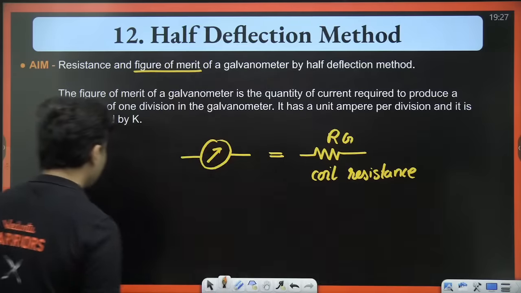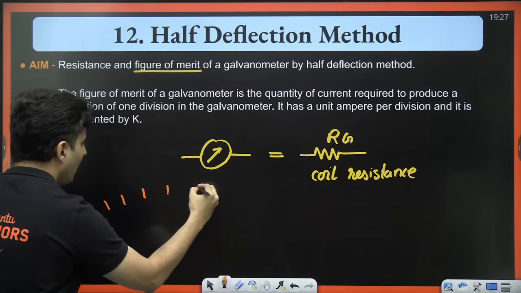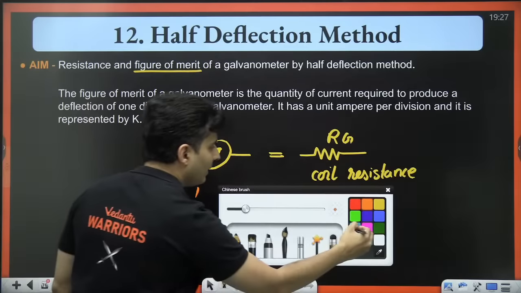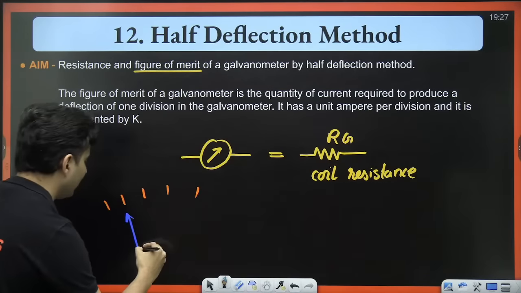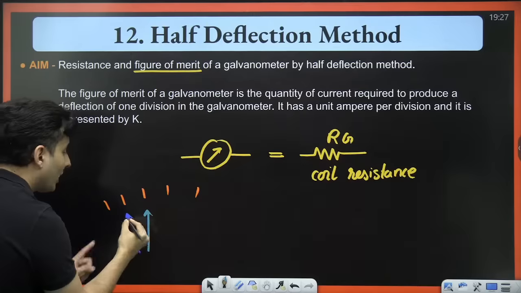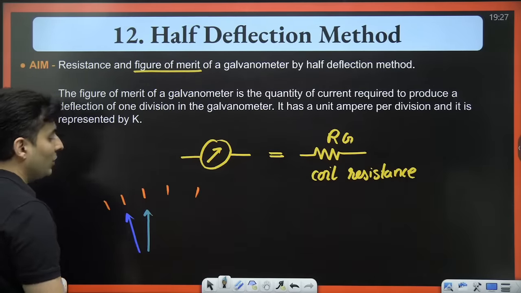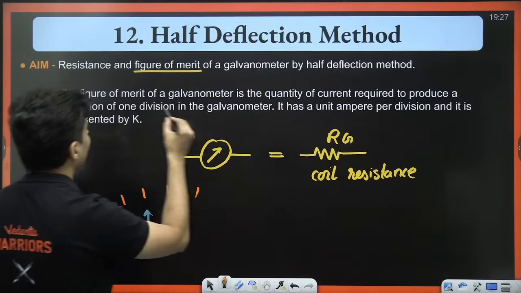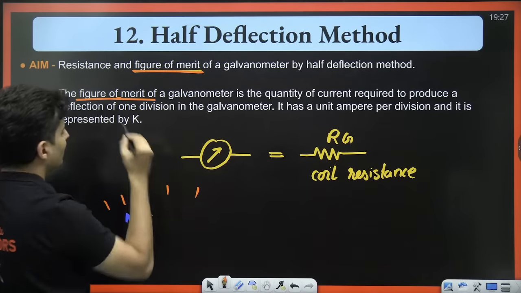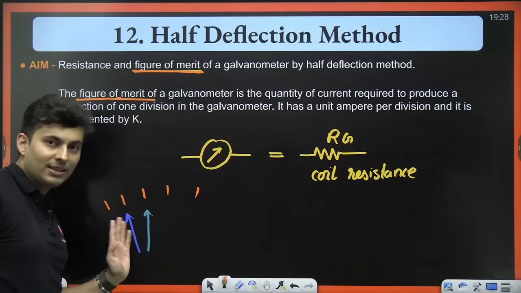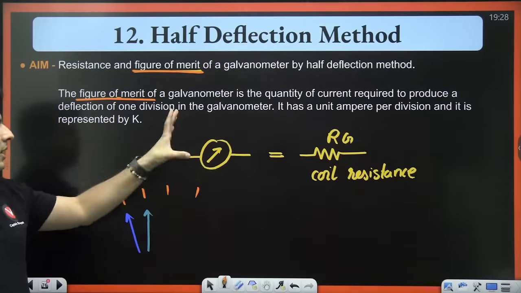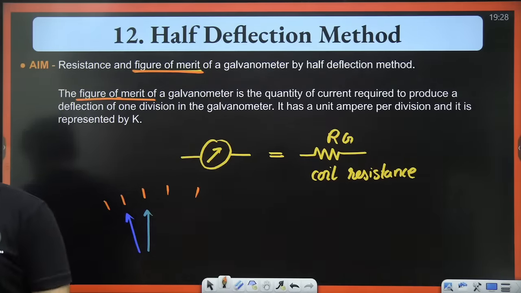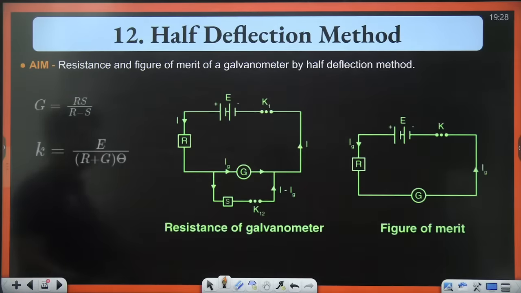Remember, the galvanometer scale has some divisions on it. If previously the arrow mark was here, now you want to shift the needle to here. To create this shift, how much extra current do you need? That is called your figure of merit. So from one division to the next division, to change the needle's position, how much more current you need, that is called the figure of merit. Understood? Clear? Great. Now, in order to find that, what is done?